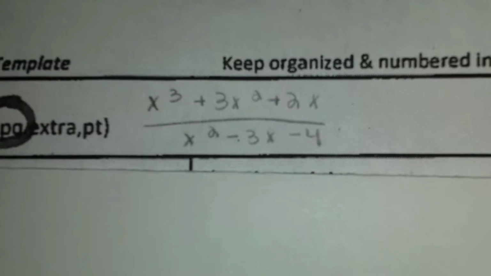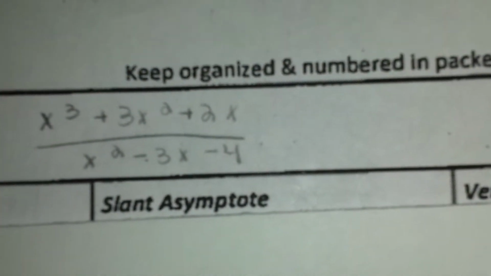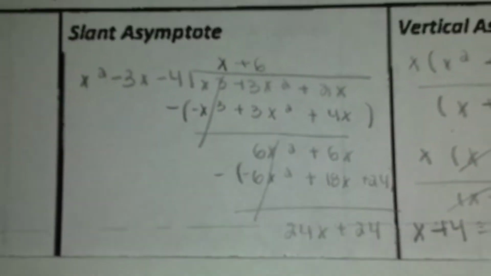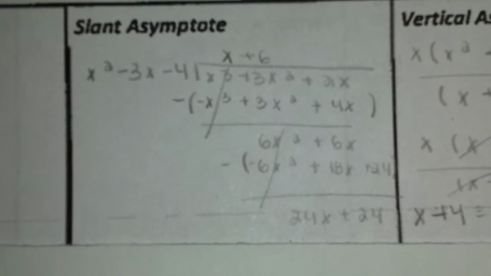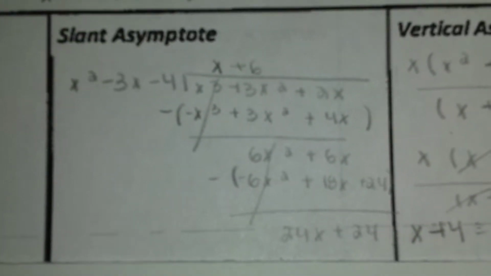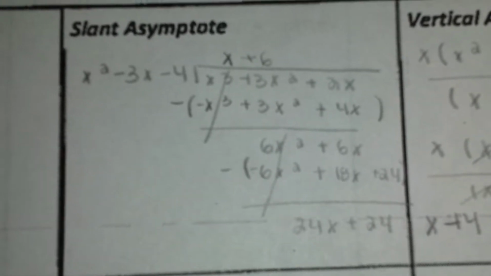Because the degree is bigger on top, you have a slant, so you will not have a horizontal asymptote. To find the slant, you will have to use long division. You will get x plus 6 after you finish, and you will find that you have 24x plus 24 as your remainder. But in a slant, you only have to find y equals mx plus b, so the remainder doesn't really matter in this problem.